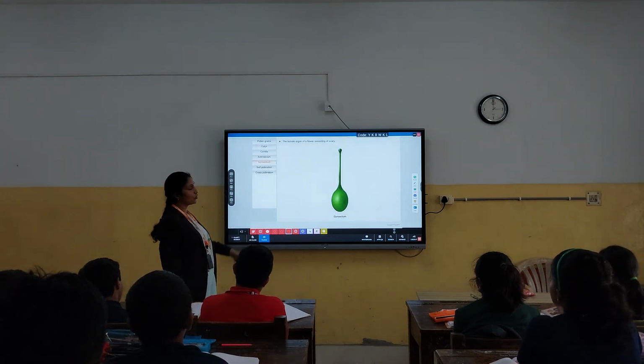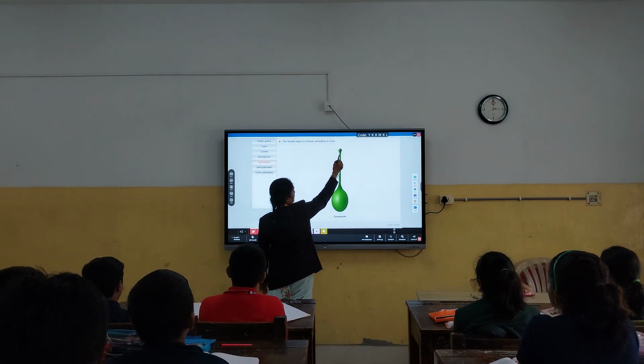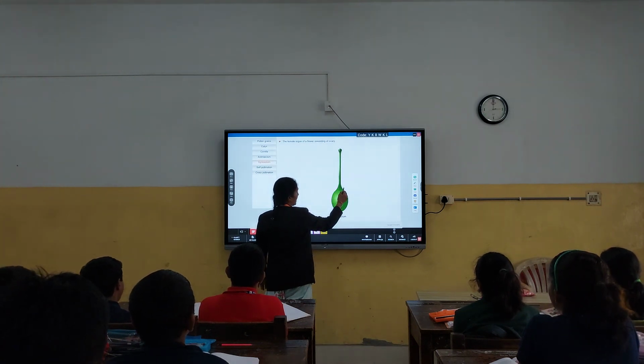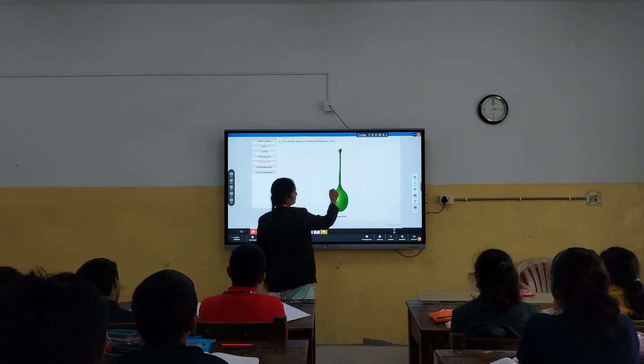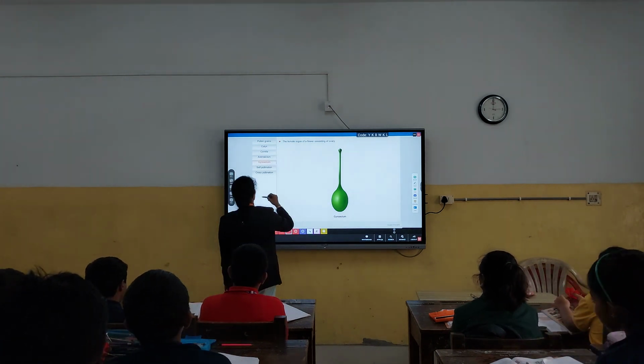And gynoecium, what is it made up of? Can you identify each part? This is stigma. Style. And this is the ovary. Where are the ovules located? Inside the ovary.